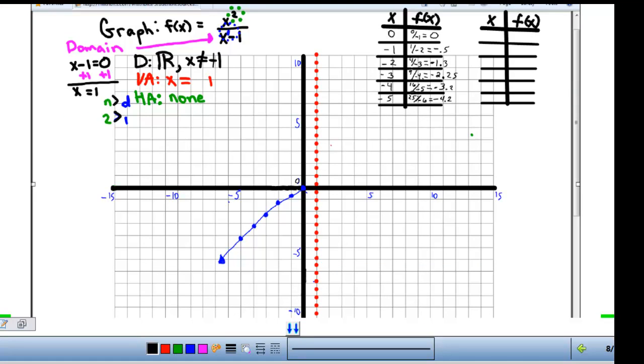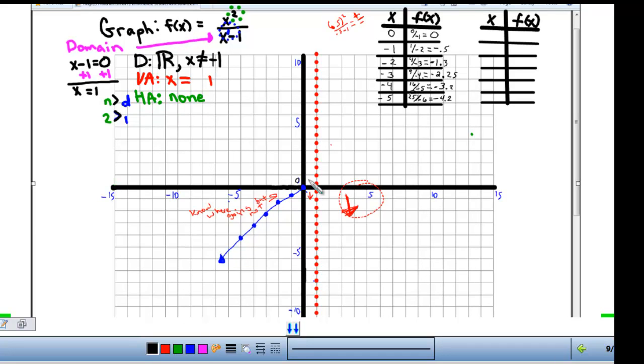To graph this rational function, we need to pick some numbers on the left side of the vertical asymptote. The vertical asymptote is at x equals 1, so the numbers would be 0, -1, -2, -3, -4, and -5. Plugging these values back into the expression results in these numbers on the table. And then we graph. Notice I don't have anything graphed here yet.